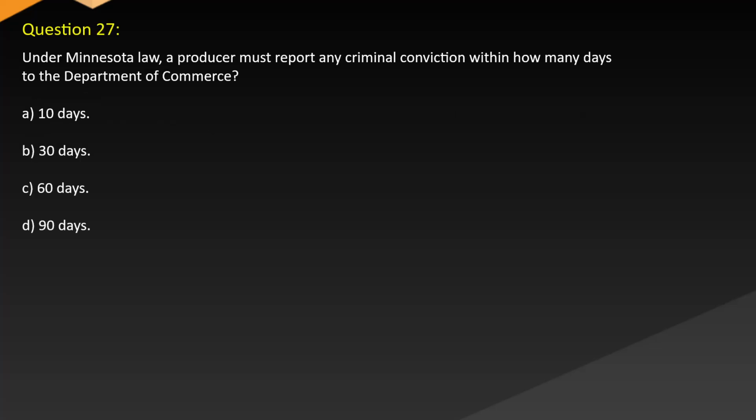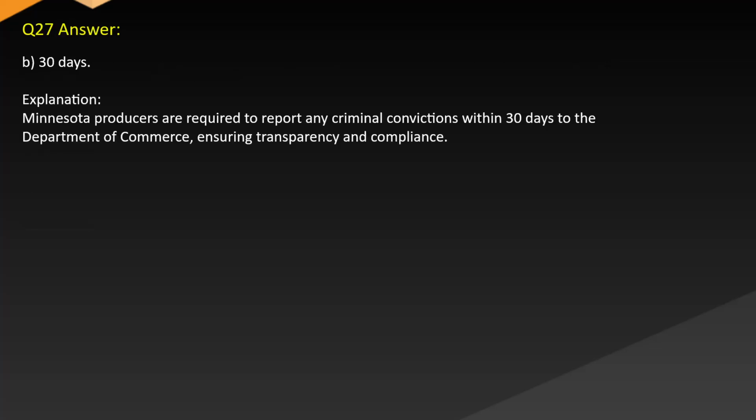Question 27. Under Minnesota law, a producer must report any criminal conviction within how many days to the Department of Commerce? A. 10 days. B. 30 days. C. 60 days. D. 90 days. Answer B. 30 days. Explanation: Minnesota producers are required to report any criminal convictions within 30 days to the Department of Commerce, ensuring transparency and compliance.